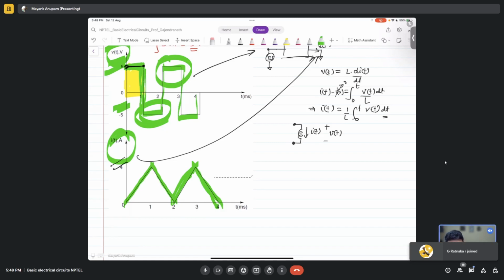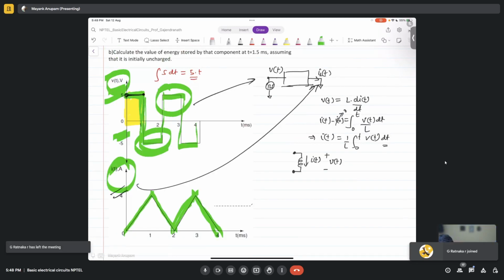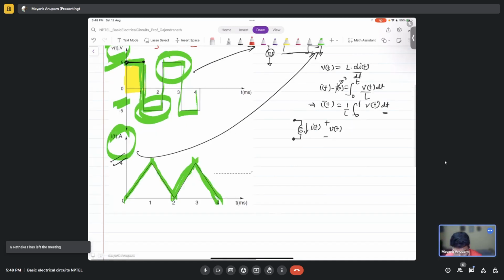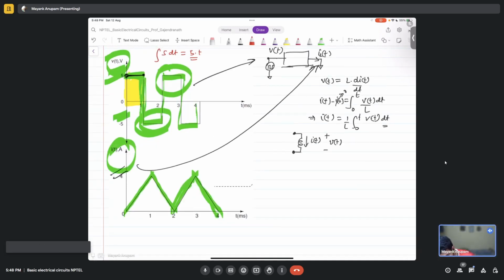Are you able to understand me? Sir, your last line, please explain. Okay, I'll explain that again. You understood this, right? That the current waveform here is actually proportional to the integral of the voltage, right? It is not proportional to the voltage but the integral of the voltage. You understood? It is proportional to the integral of the voltage, correct?